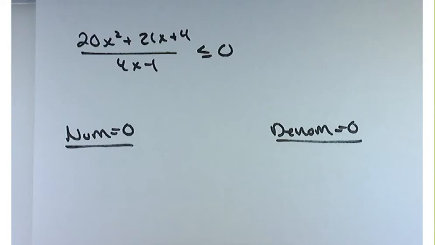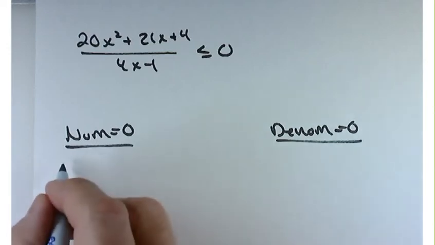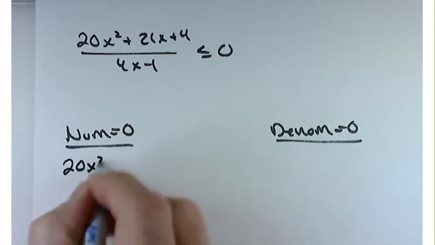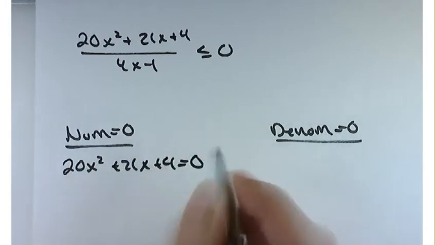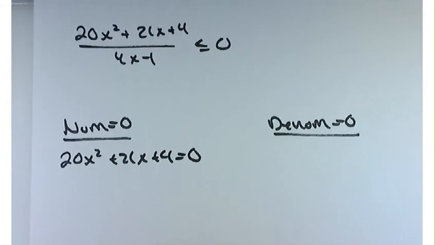In solving this rational inequality, I've got to start out with the numerator equals 0. So 20x squared plus 21x plus 4 equals 0. And that's just a whole lot of unfun. Now, this is not a problem that I would put on a test because the numerator is too much of a pain. The numerator actually does factor, but that's okay. We don't necessarily need to factor it. We need to know where it's equal to 0. And if you can't factor it, what's your alternative? What's your fallback on this one?